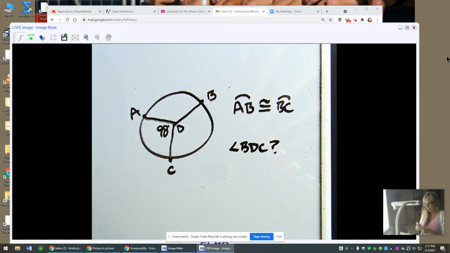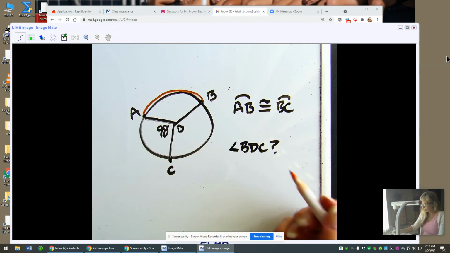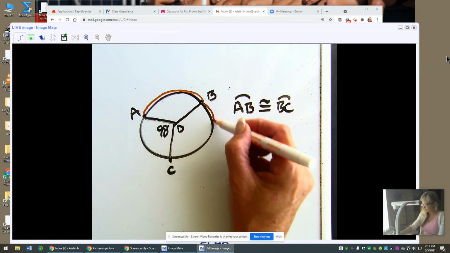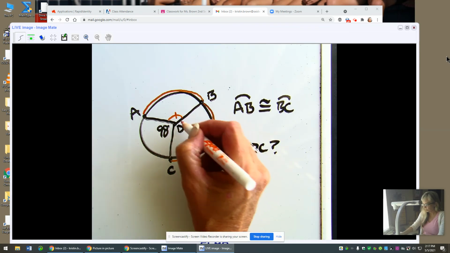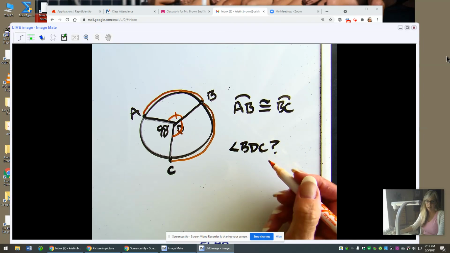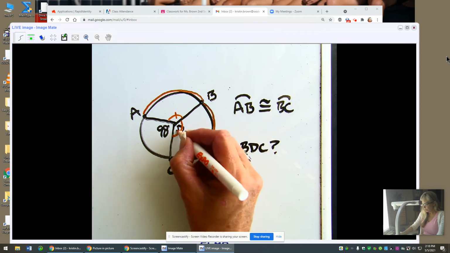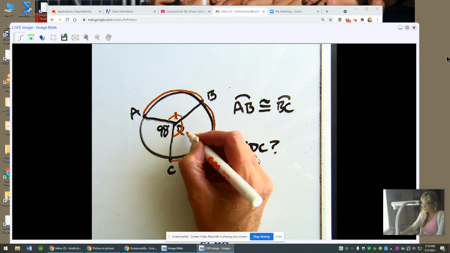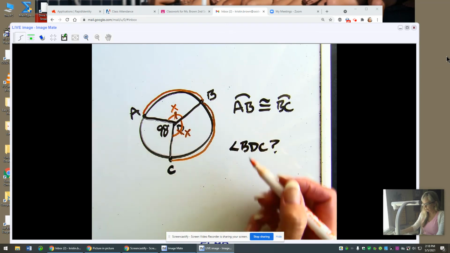Okay, so we know we have some congruent parts. I'm going to use orange. AB, I didn't draw this perfect, obviously. AB is congruent to BC. These are the same. What that tells us is this angle is equal to this angle, right? Because if those arcs are equal, their central angles are also equal. I don't know what those angles are. I'm going to call them some unknown value. That's what I'm looking for, X. If that one's X, this one's also X.